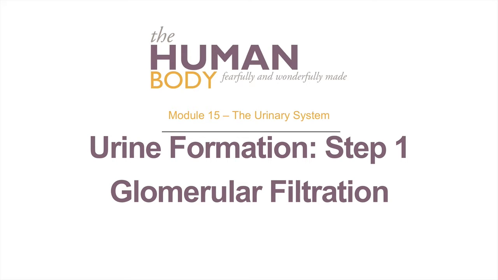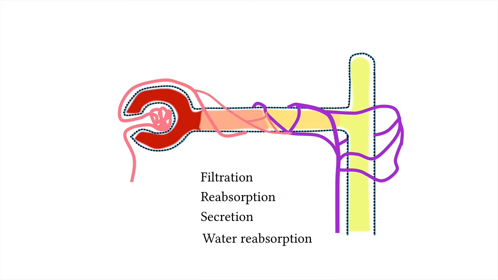Module 15, the urinary system. Urine formation, step 1, glomerular filtration. In the last section, I went over the 4 steps to how blood is cleaned in the kidneys. We will now take a closer look at each step.